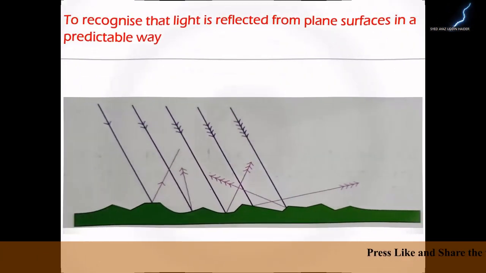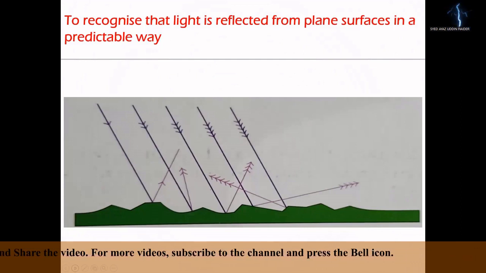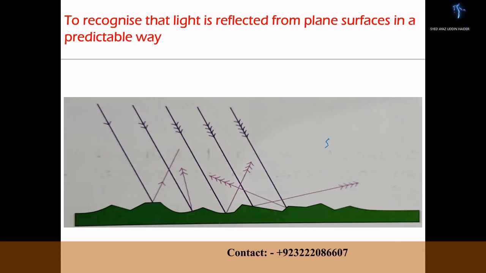When a ray of light strikes a rough or non-uniform surface, the resultant rays will be diffused or scattered like this. Scattered or diffused.